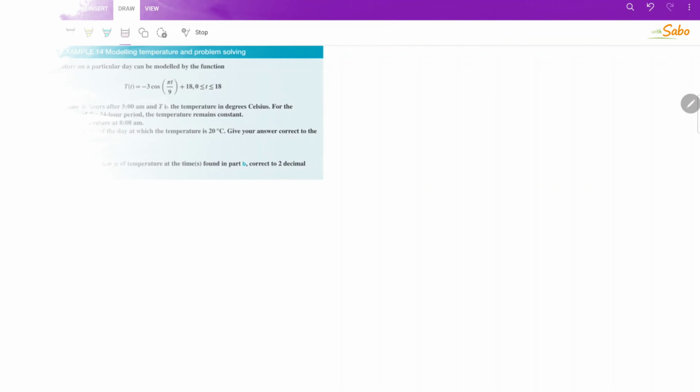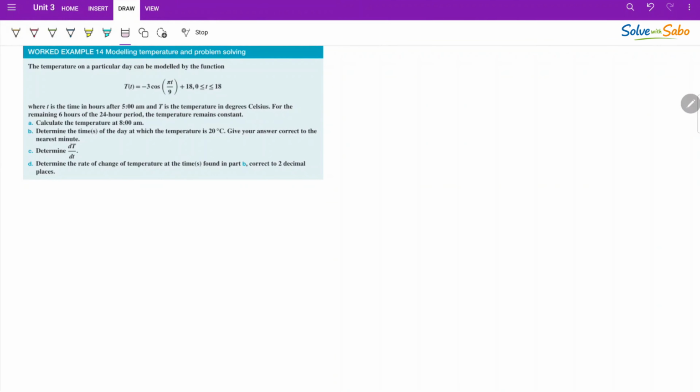In this video we're going to do some more modelling, and similar to the last video I haven't read this question, so we're going to be problem solving it live, similar to the last one. Okay, the temperature on a particular day can be modelled using this function: big T, temperature, little t, time, -3 cos(pi t on 9) + 18 between 0 and 18.